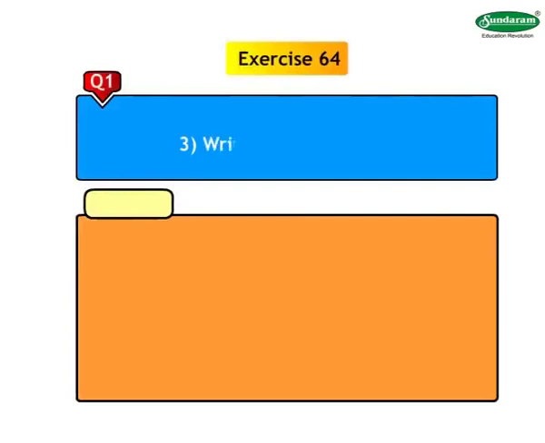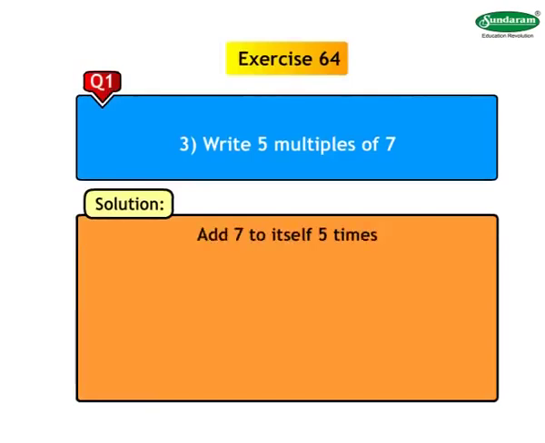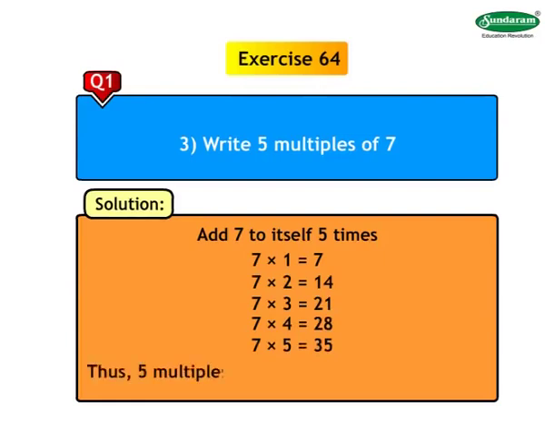3. Write 5 multiples of 7. Solution. Add 7 to itself 5 times. That is, recollect table of 7. 7 into 1 is equal to 7. 7 into 2 is equal to 14. 7 into 3 is equal to 21. 7 into 4 is equal to 28. 7 into 5 is equal to 35. Thus, 5 multiples of 7 are 7, 14, 21, 28 and 35.